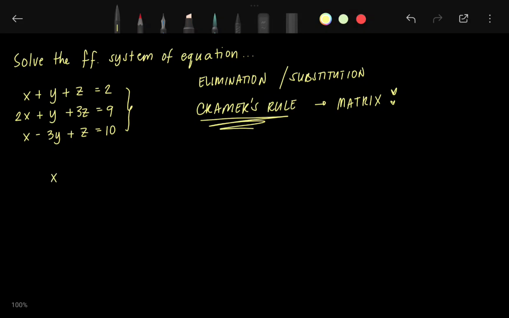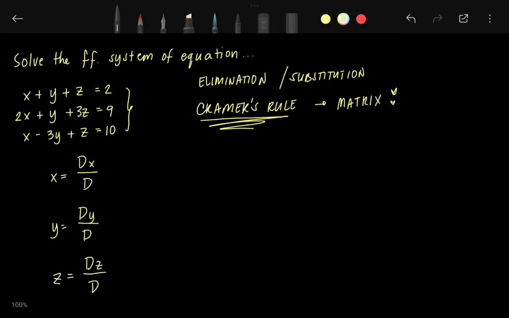To get the value of x, you need to find the determinant given the solutions. You put it in column x over the determinant of the equations. Meanwhile, y is going to be the determinant in terms of y, over the determinant of the equations, and z is the determinant in terms of z over the determinant of the equations. I'll show you how. So, the first thing we will solve would be D, the determinant of the equations.